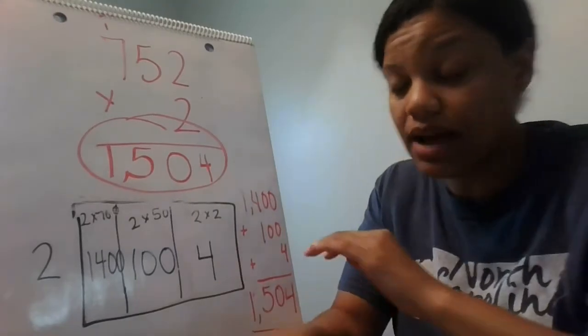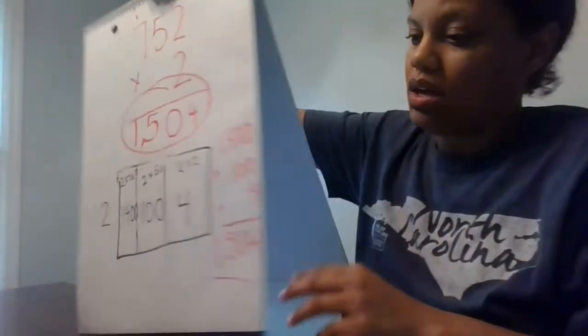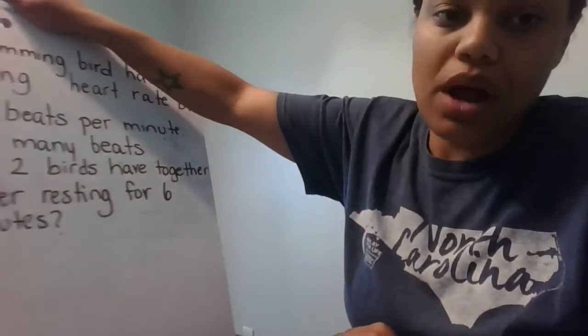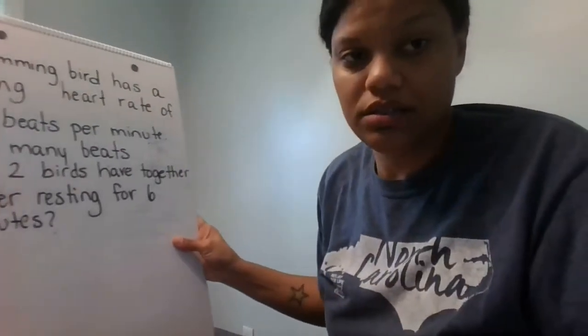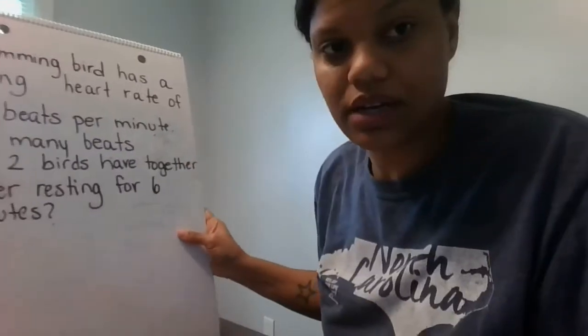So what I'm going to do now is flip this board over. And I have a multi-step word problem here on the back. Move it so that you can see everything.